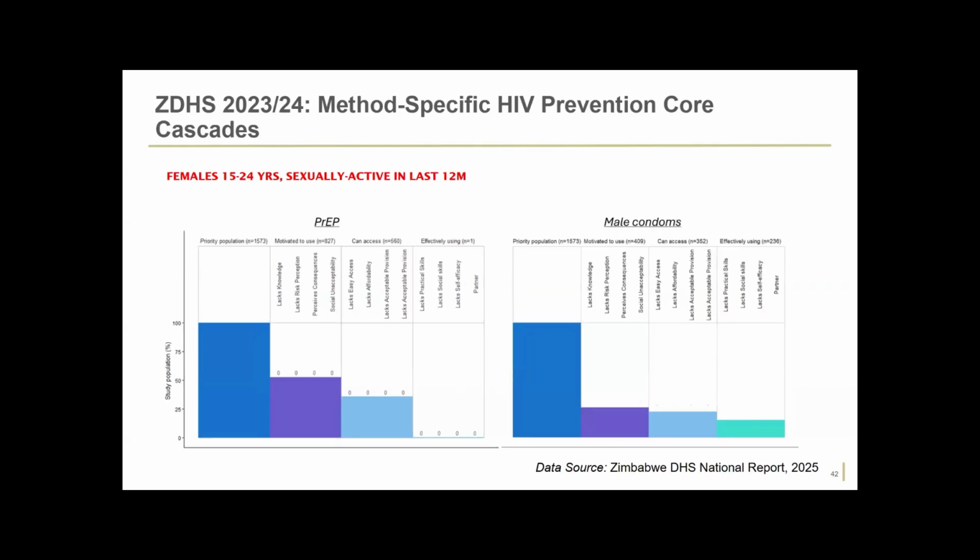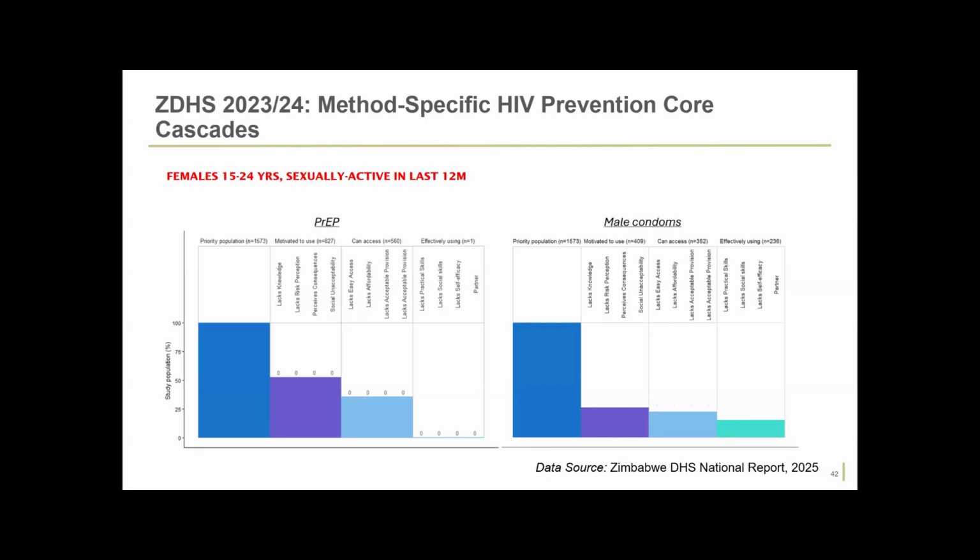Again, these are females as well. If you are comparing across different populations, for females you can see that the bars are not quite as big as those of their male counterparts. Then you start to say, okay, for females, PrEP, for the sexually active, this is the situation in terms of motivation, access, and effective use; for condoms, this is the situation.